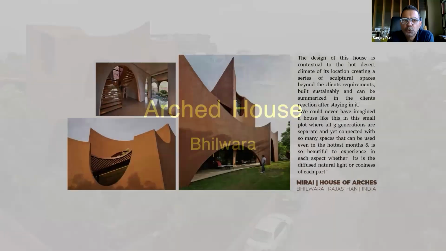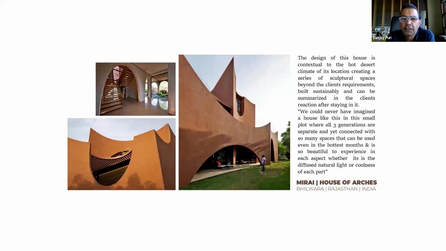So the Mirai House was built very sustainably. It houses three generations within this building of ground plus two. It maximizes on the garden space. It reduces the heat gain into the building, and it's all built by local workers and local materials.